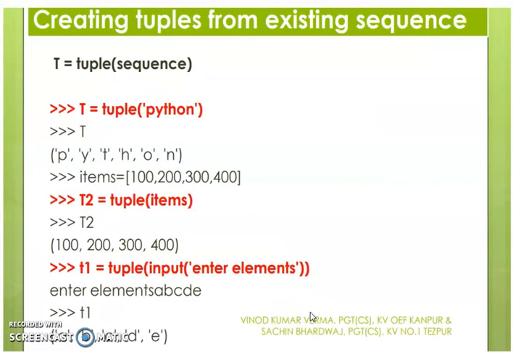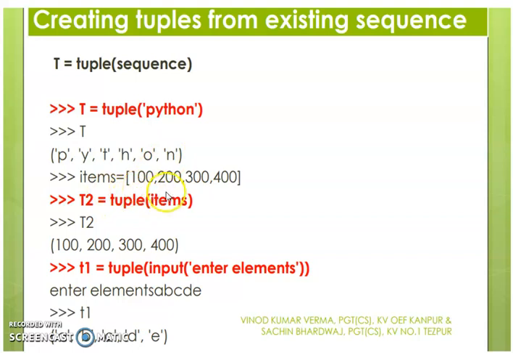Children, the next one, how to create a tuple from an existing sequence. See here, t is equal to tuple of sequence. This is the syntax for creating tuples from an existing sequence. T is equal to tuple of 'Python'. That means this Python is a string. When you print this, it will print a tuple like this. Each character will be considered as a single element. By using this string, it will create a tuple.